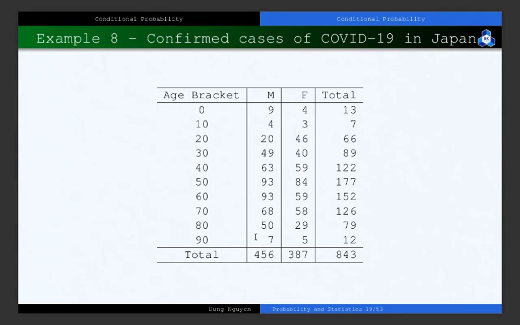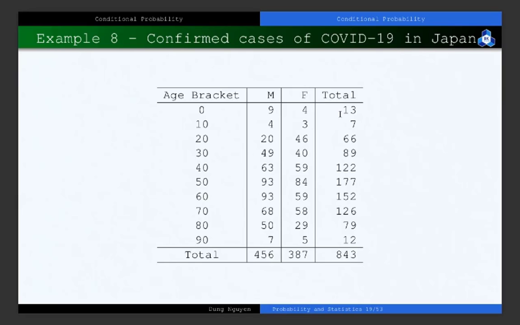Now, let's consider the following example. This data show confirmed cases of COVID-19 in Japan. And you see that in the first column, the age bracket, you get 0, means the age of the patients is between 0 and 10, and then same for the others. And the second columns are for male, then female, and then the total numbers.